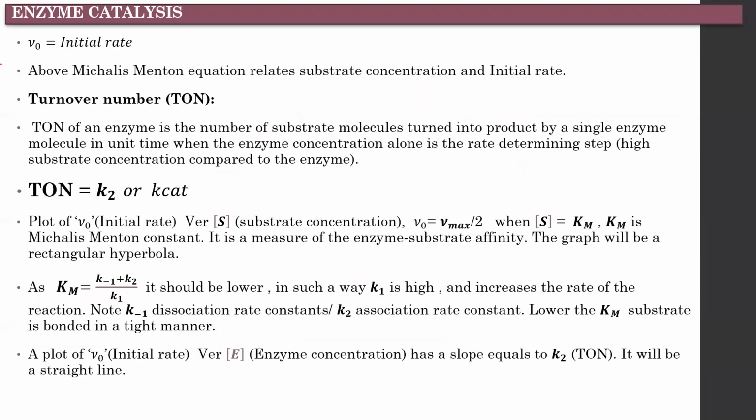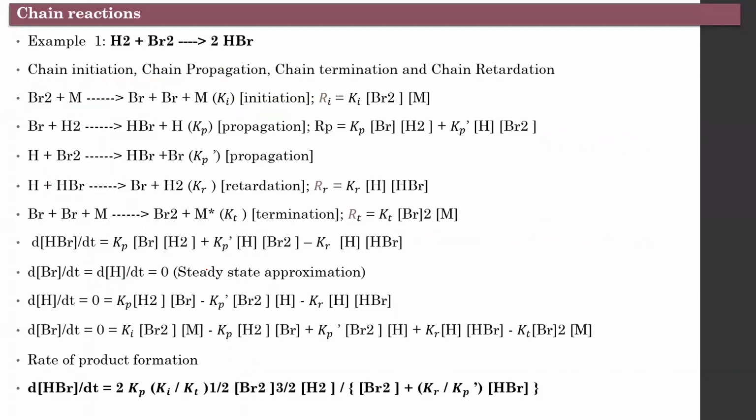Another term defined is the turnover number, TON, which is very, very important. Turnover number is nothing but k2, which we already saw, also called k catalysis. Turnover number is the number of substrate molecules turned into product by a single enzyme molecule in unit time, when the enzyme concentration alone is the rate determining factor, with high substrate concentration compared to the enzyme.